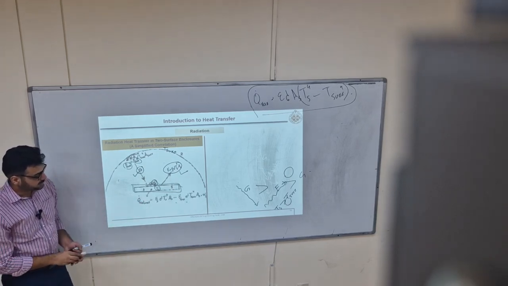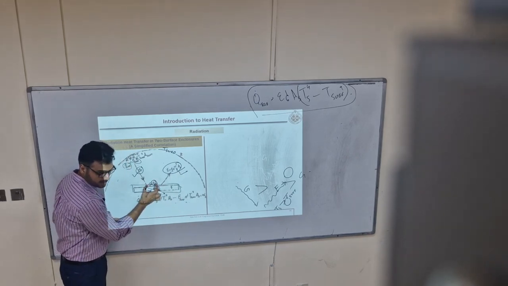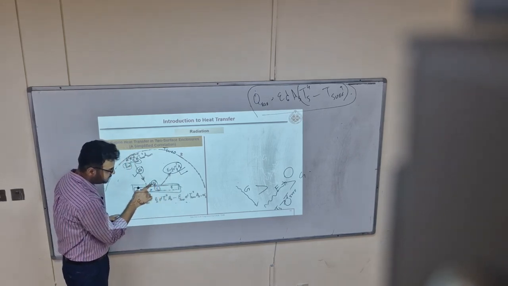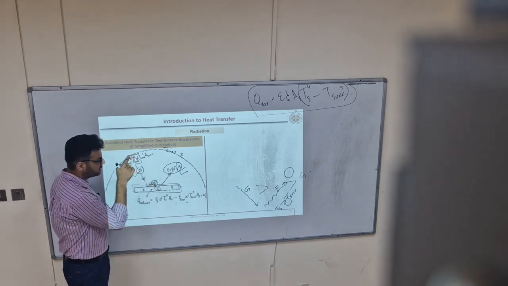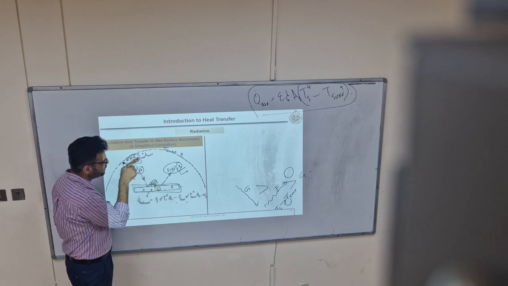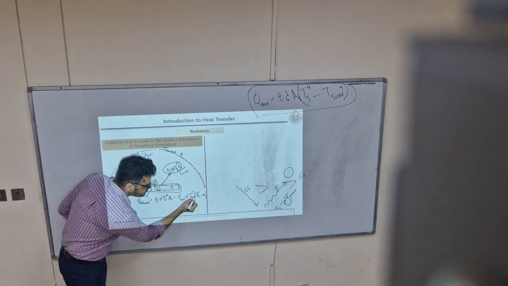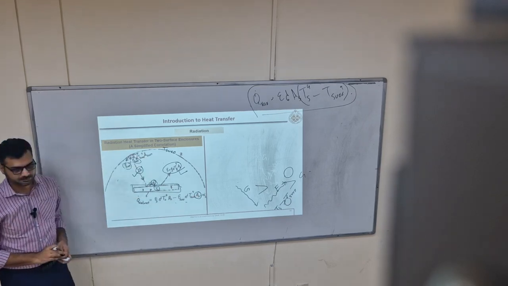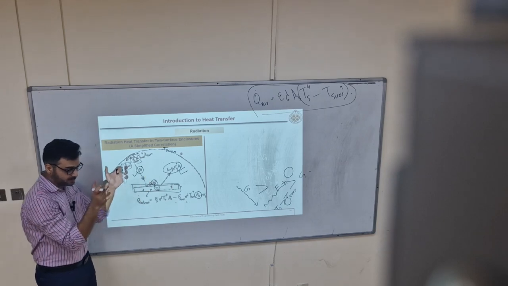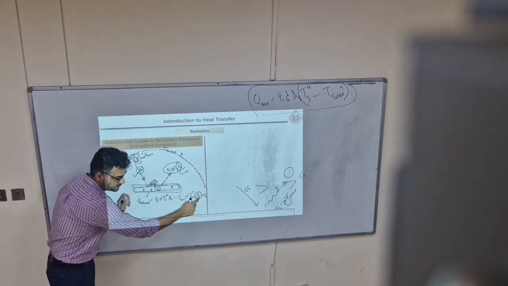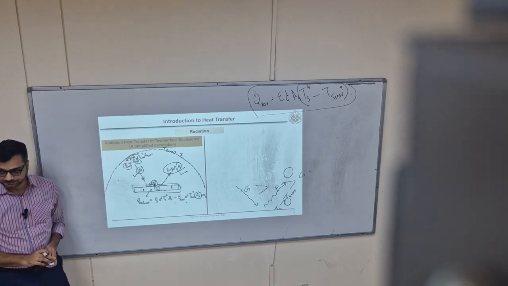So here I'm writing emitted minus absorbed. What is absorbed? G times alpha. And what is G? This much. But this G is falling on that area. G is coming from the surrounding area, but only the part which is falling on that surface area. So this equation is clear.